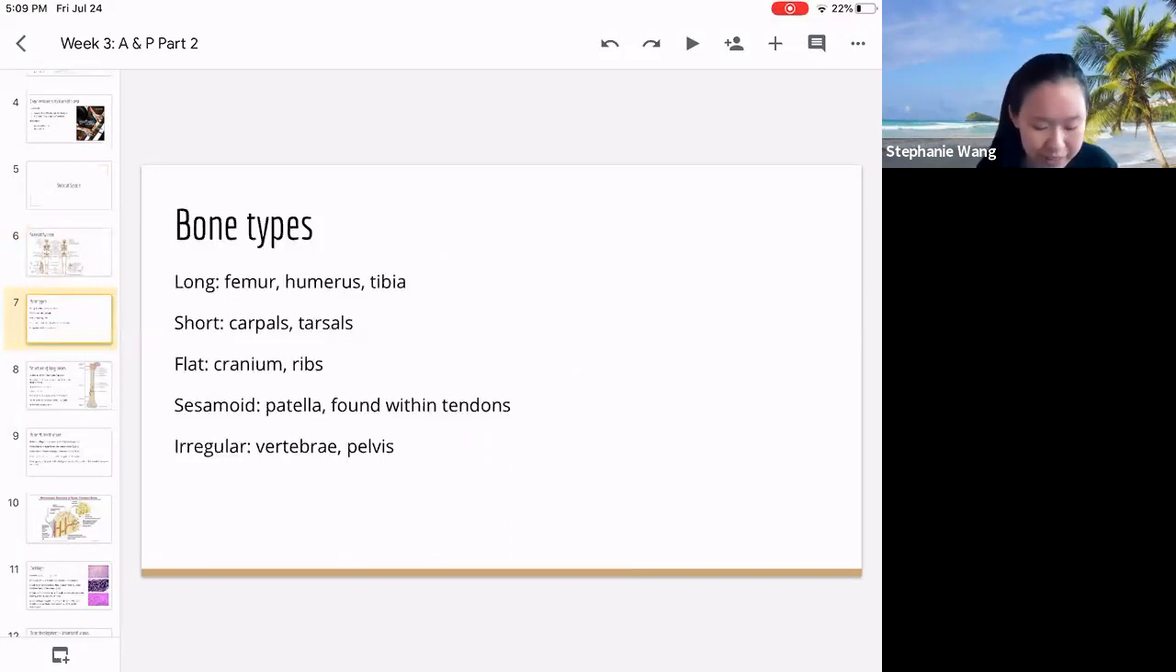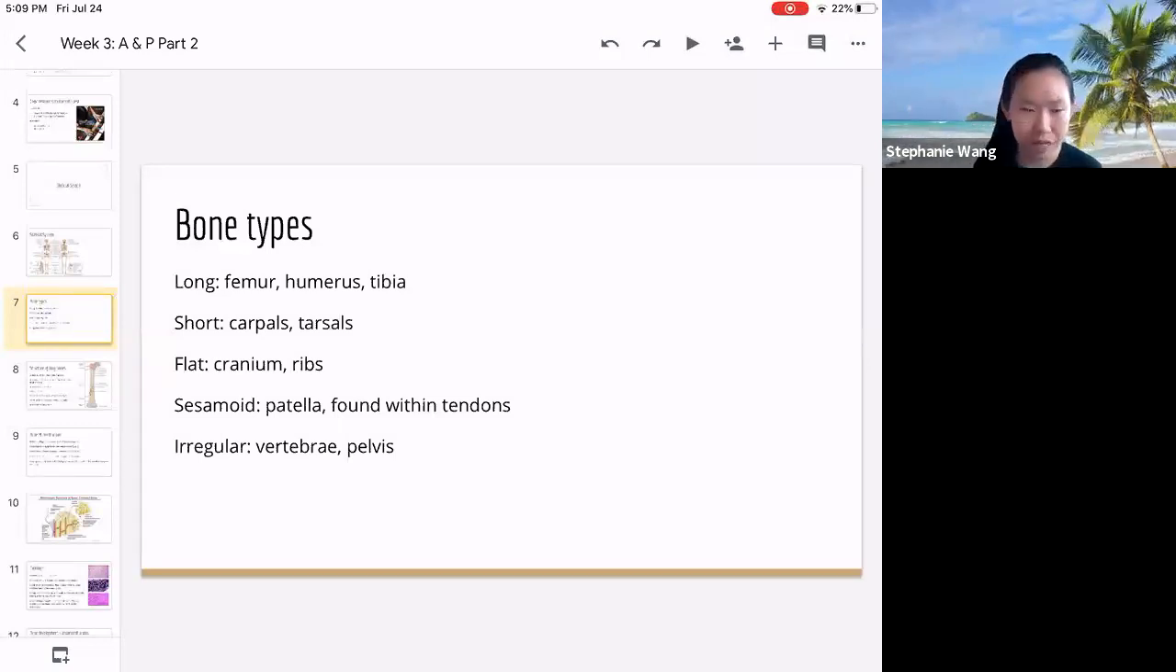Okay, and then we have sesamoid bones. Those are the ones that are the shape of a sesame seed. They are kind of ovalish, but they're small and they're between tendons. You might ask, would the kneecap be a short bone?